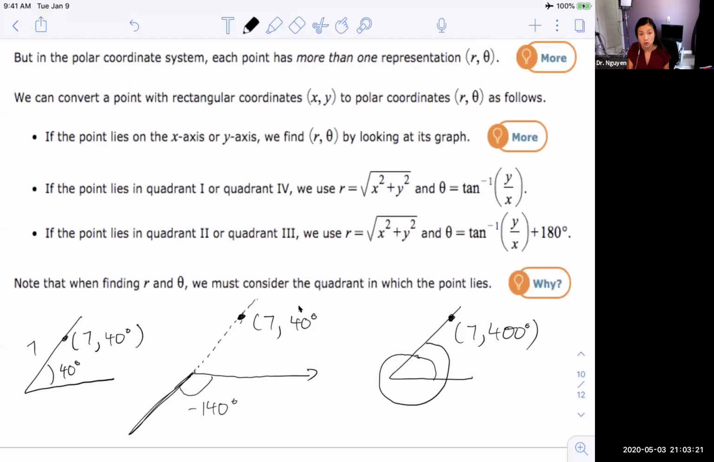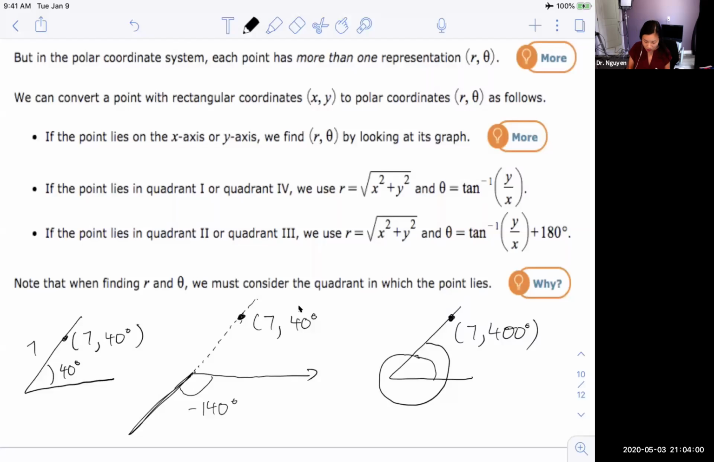Now, when we convert a point from rectangular to polar, you have to be very careful with the quadrants, Q1, 2, 3, and 4. It's going to give you different answers. If the point lies on the x-axis or the y-axis, then we find r and theta by looking at this graph. Very easy. But if the point lies in Q1 or Q4, then r is always the square root of x squared plus y squared, and theta is the arctangent of y over x. But if we're in Q2 and Q3, you have to add 180 to theta.